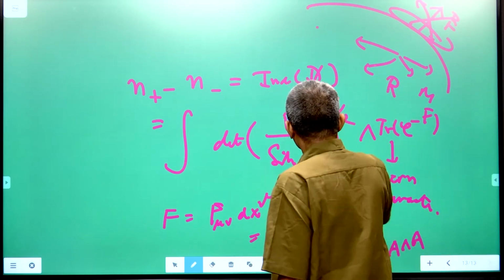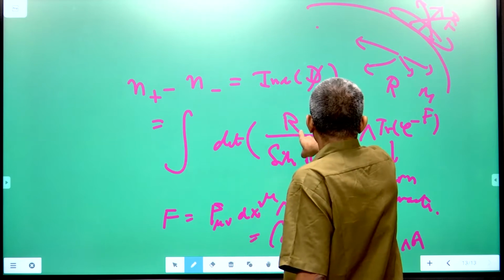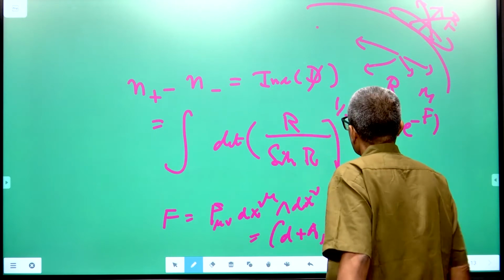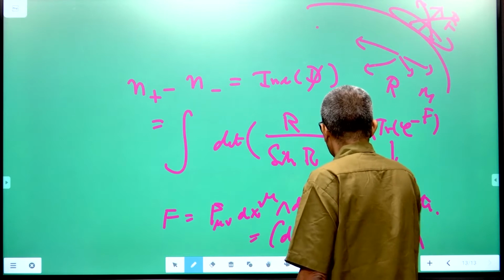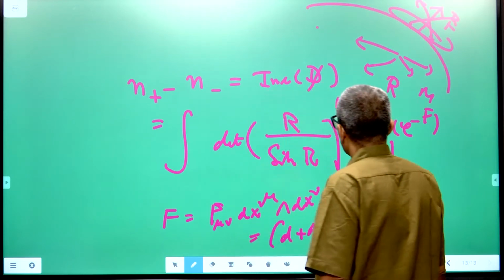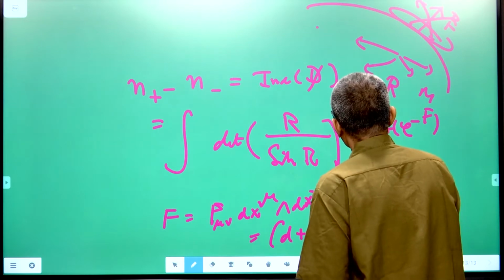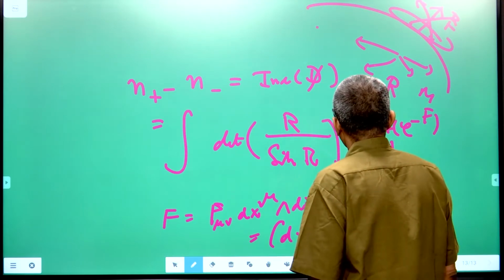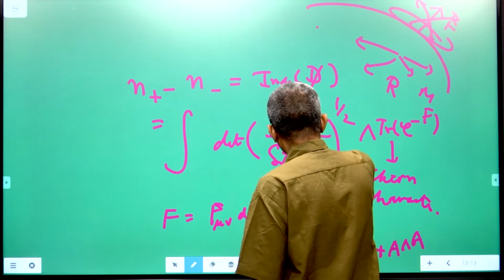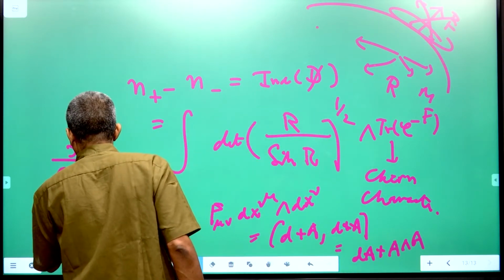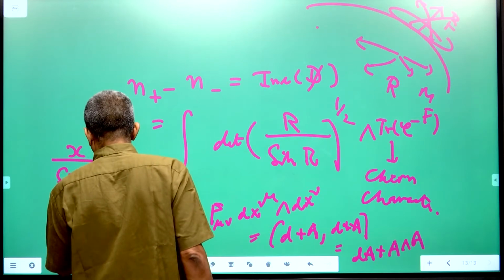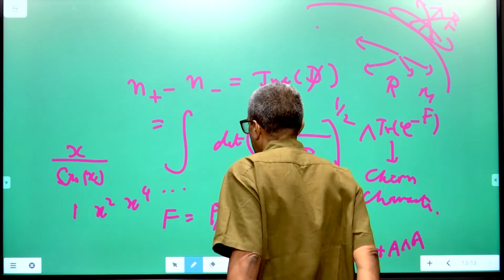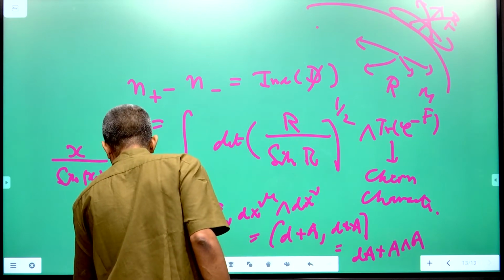Especially in 4 dimensions, R is a 2-form. If you look at R by sinh R and expand it as a power series, note that x by sinh x is an even function, so it will start with 1, then x squared, x to the power 4, and so on. The x squared term will contain R wedge R, which is of course a 4-form.